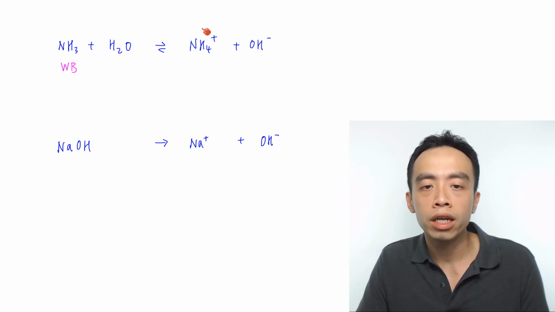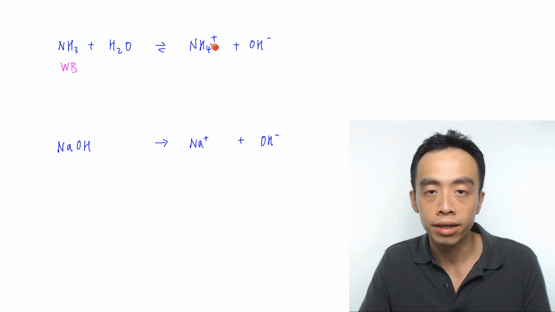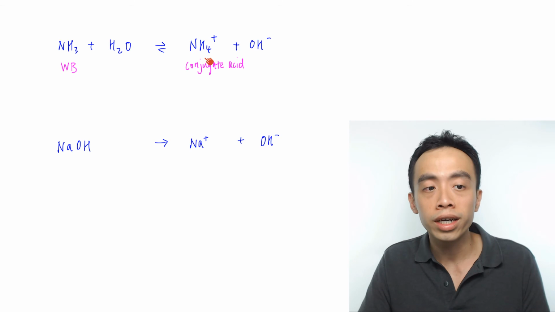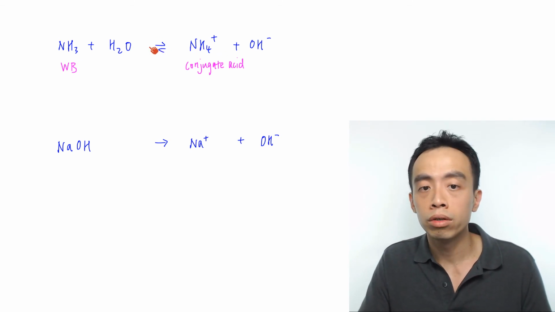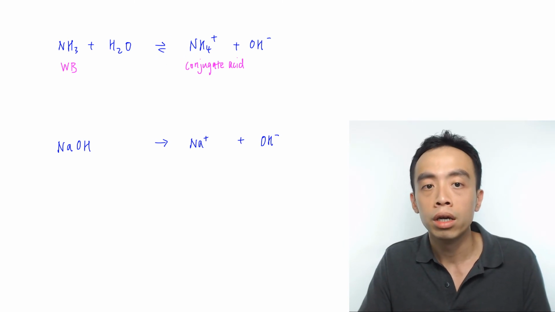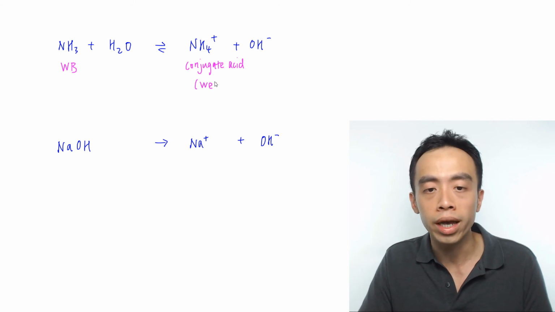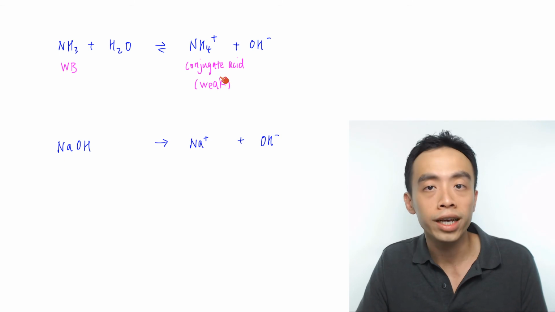Now how should we call this NH4+? In the reverse direction, this NH4+ can react with OH- and donate a proton to OH- to form back NH3. So the nature of this NH4+ is actually acidic. We have it here, NH4+ is the conjugate acid of ammonia, a weak base. Since the reaction is reversible, the dissociation involving this conjugate acid is also partial. So in terms of nature, NH4+ is also a weak acid. What this means is NH3 will dissociate to give a weak conjugate acid.